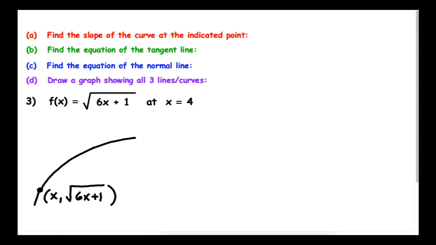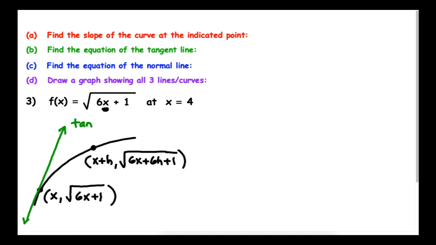And then, moving a short distance to the right, we have x plus h, comma, and then the x plus h gets plugged into here and distributed to get this. Of course, the line that I want is the tan line, but I can't get the tan line because it only goes through one point and I can't find its slope. So I'll use the secant line, as I always do.